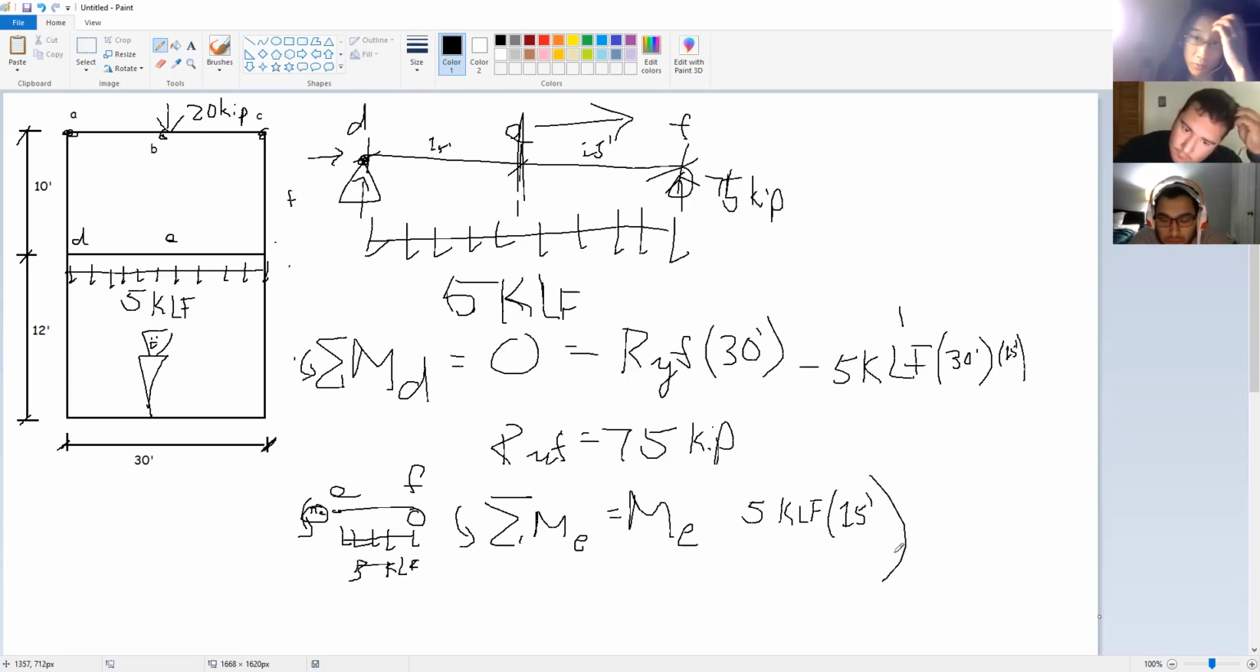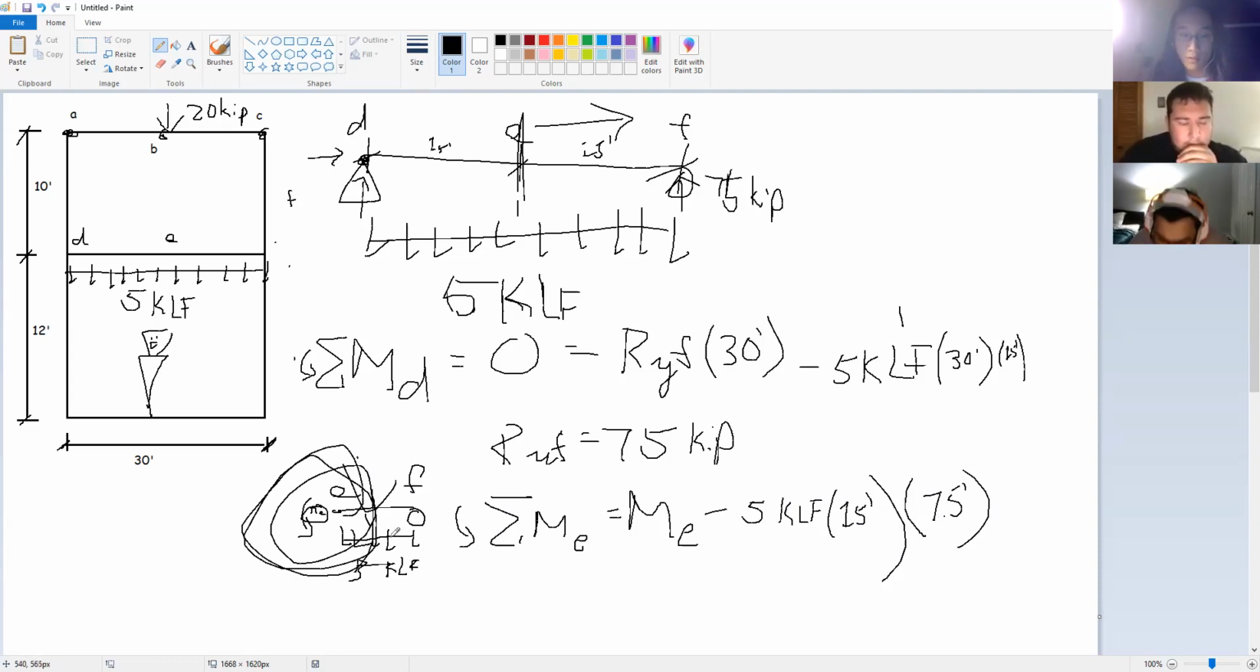15 feet, spanning across 15 feet. And then we have to add a distance. How far is it away from E? Take the midpoint, 15 divided by 5 is 7.5 feet. Positive or negative, it's just going to be negative, because it's going down, it's going to go clockwise.